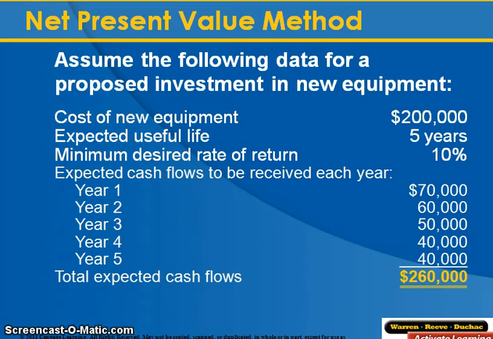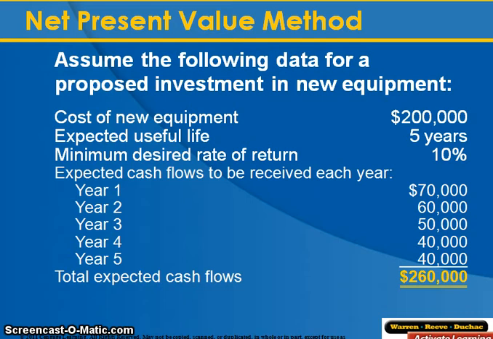Our desired rate of return. What we're saying is we expect to get a return on this item that we're buying of 10%. And we'll get into that in a second. The expected cash flows. How much is this machine going to earn us? And as you can see, it's different each year.